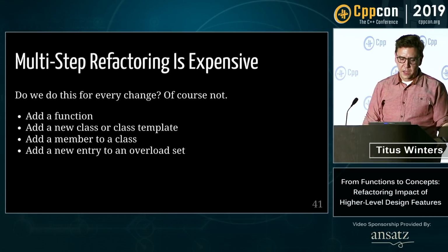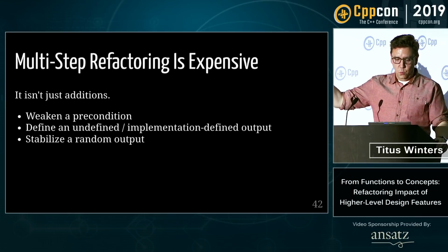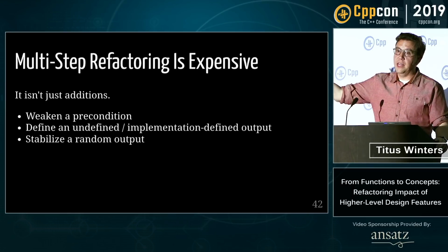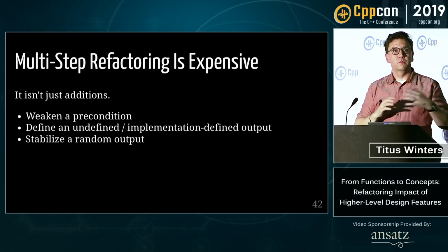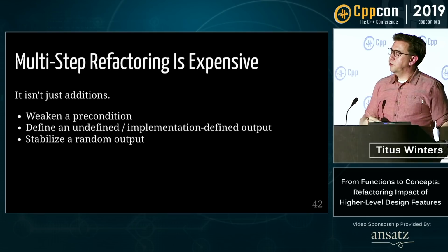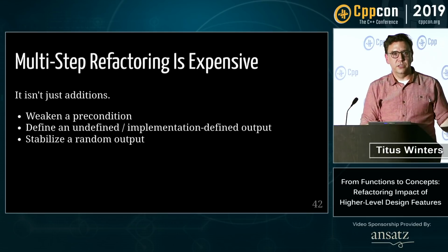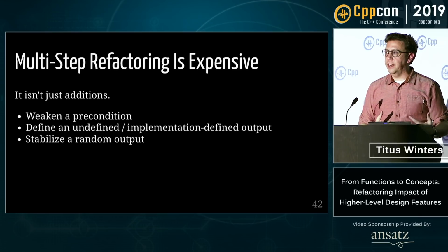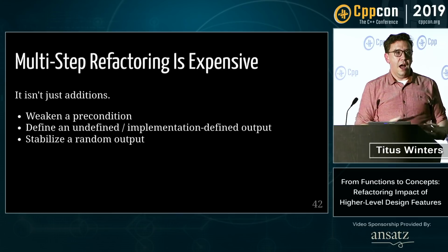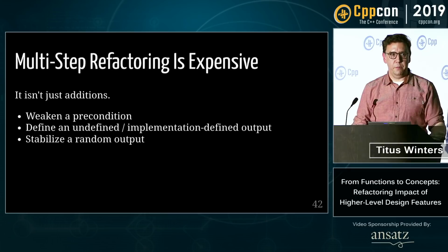We'll get into that. And it's, of course, not just additions. There are some things you can do. You can weaken a precondition. You can define things that weren't defined, or stabilize things that were random. All of those are feasible. So I'm going to go through for a while now and look at, starting sort of at the bottom, functions, classes, templates, concepts, and look at the types of things that we can actually change and how hard they are, either as a single-step thing or how hard a multi-step plan is to execute such a change.